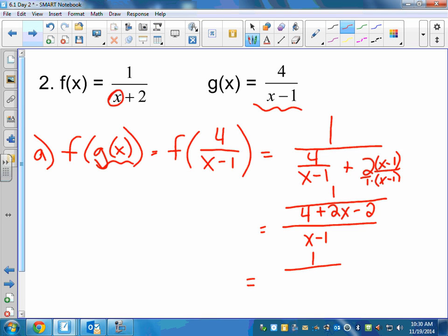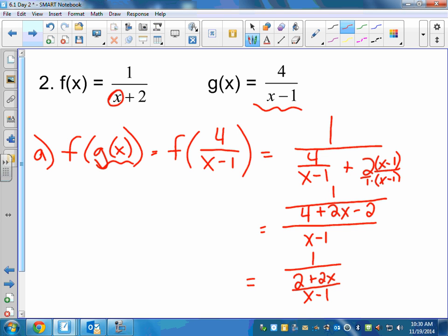If I simplify this, 4 minus 2 is 2 plus 2x, and then I still have that x minus 1. Here's the big thing. We don't leave fractions in a fraction. This is a complex fraction. Not complex imaginary, but complex meaning that it's complicated.